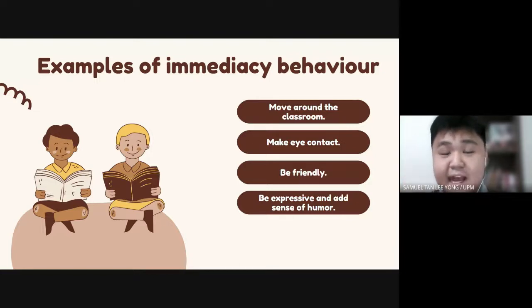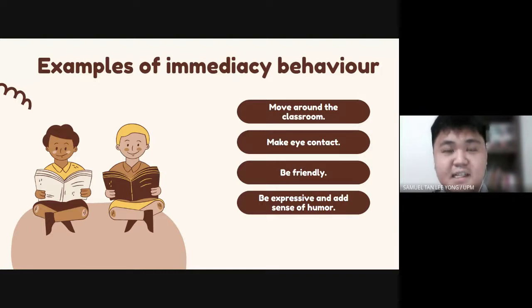And of course, make eye contact. No matter whether you are having a physical class or an online class, you have to make eye contact in order to let them know that your attention is with the students. Like I'm doing a presentation right now, I'm actually looking at the camera of my laptop instead of the screen so that I have that kind of eye contact with my audience.